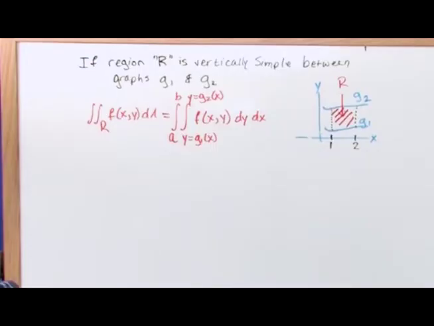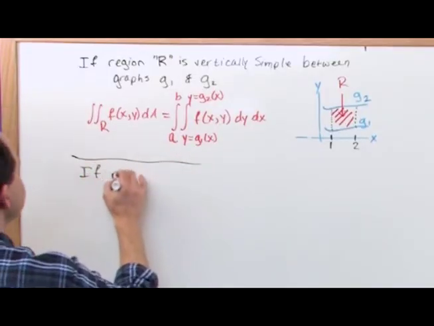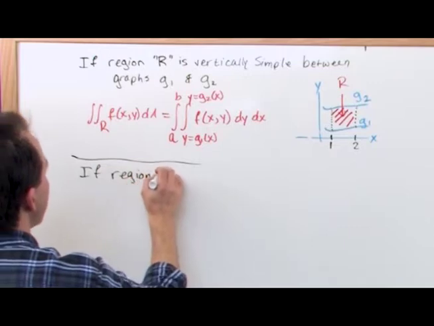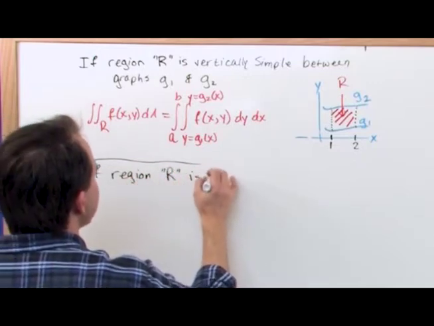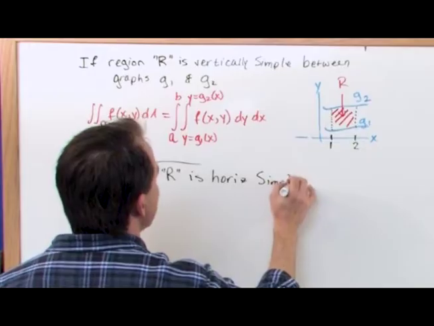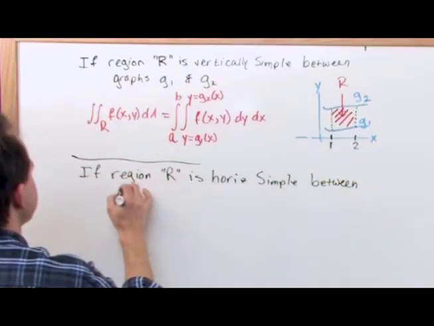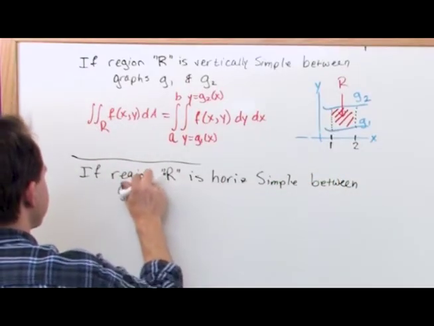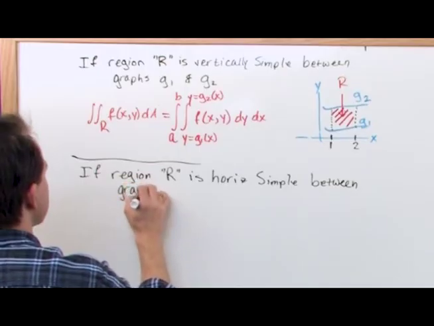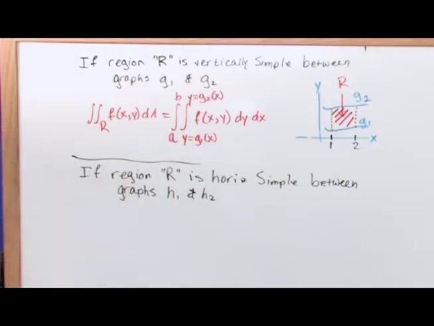Okay, so if the region R is horizontally simple between graphs h sub 1 and h sub 2, then it's going to be a very similar story. And you're not going to use this representation very much, but I'm putting it here for completeness.